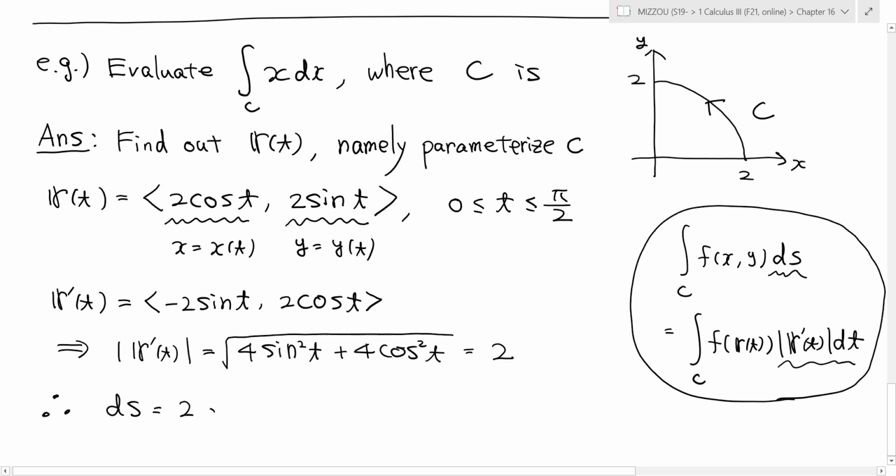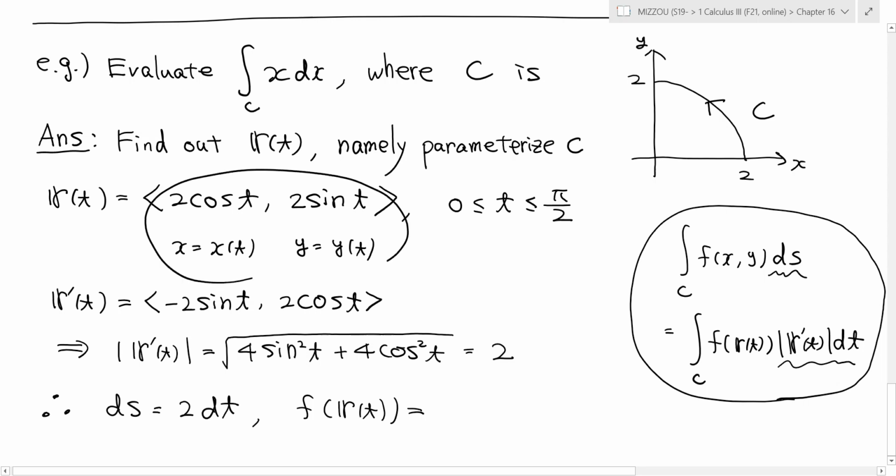In this case, 2 times dt. All right. And also, f of r of t. What is this? This means you just stick in here, you plug in the parameterization to the function you integrate. Namely, you set x to be x of t. That's in this case 2 cosine t, and then y to be 2 sine t.